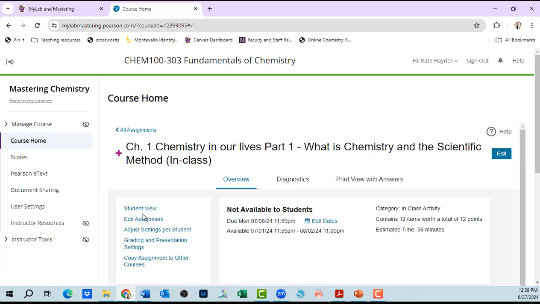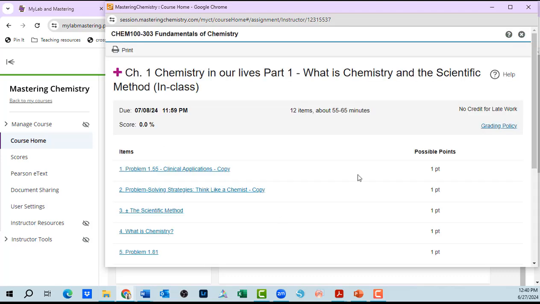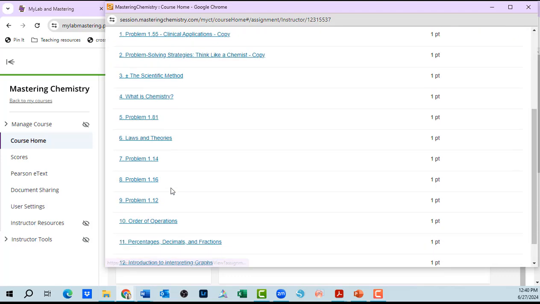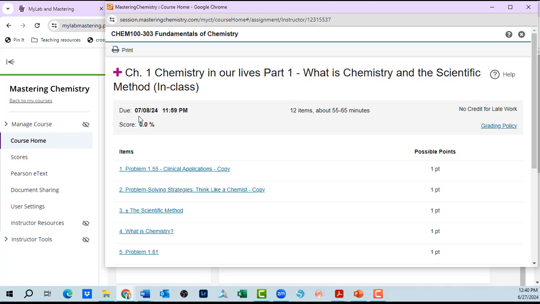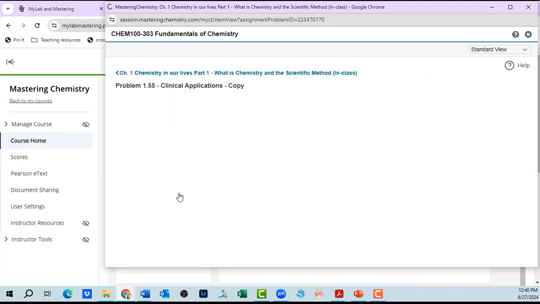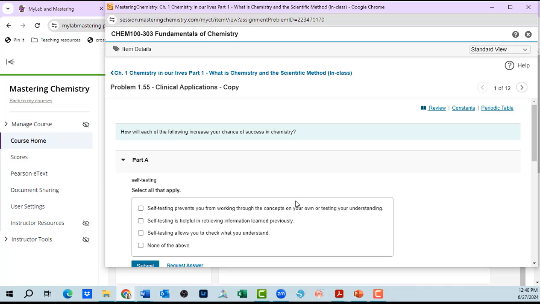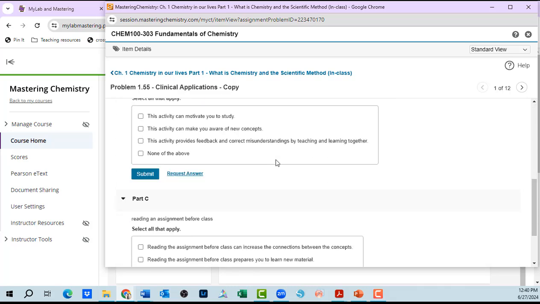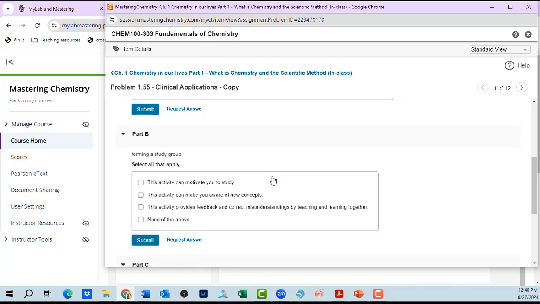And when you open it, it should look like this, right? So you should see all the questions and your current score, when it is due, and then the late policy. All right, so it said, let's do number 1. So we're going to click on number 1. And we have a question here. How will each of the following increase your chances for success in chemistry, right? So you're just going to answer these questions.